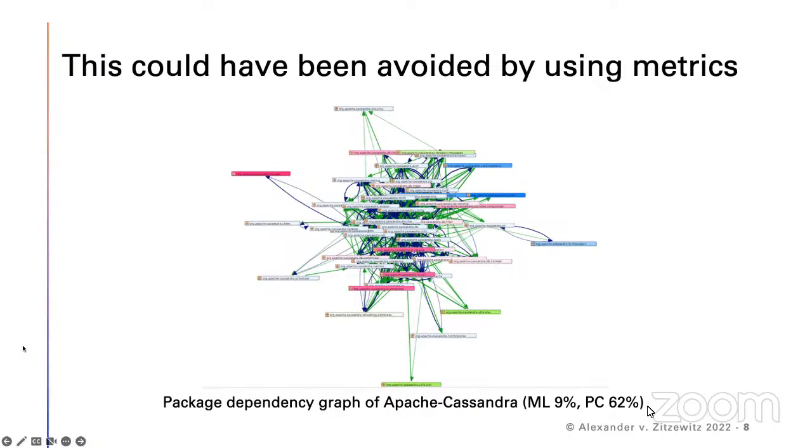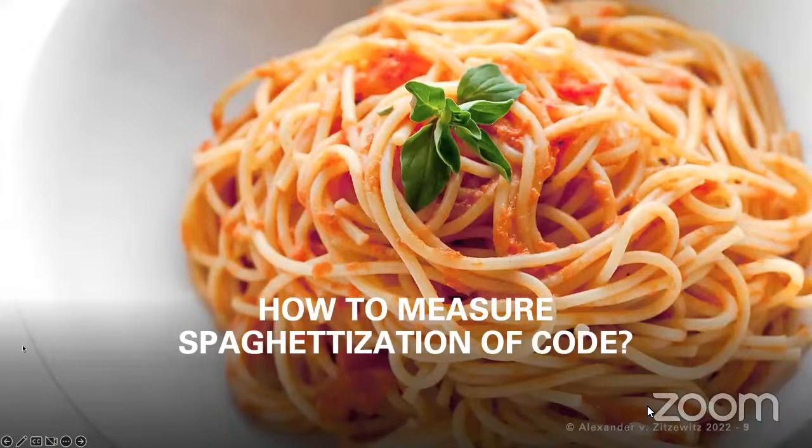And then propagation cost is a 62%. That means every change I do to Cassandra affects 62% of all classes in Cassandra directly or indirectly. Means that increases the probability of regression bugs quite dramatically. So we're talking about spaghetti code here.